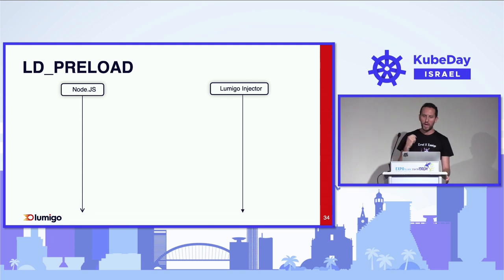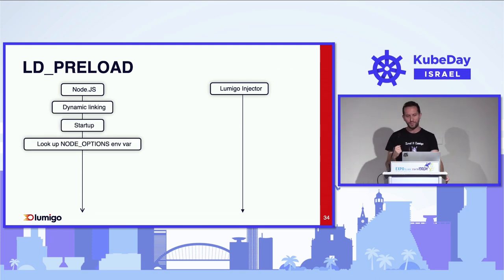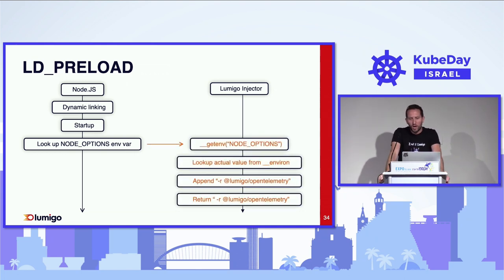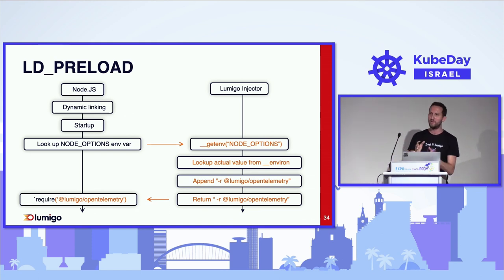SO file. And so what happens here is the Node.js process spins up. It looks up the NODE_OPTIONS env var in this case, assuming this is a container running a node application. It makes a call to the Lumigo injector as opposed to libc to request a call to getenv with the NODE_OPTIONS key. It looks up the actual value. It appends to it -r lumigo/opentelemetry, and it returns that complete value, right? The original NODE_OPTIONS value appended with -r lumigo/opentelemetry.